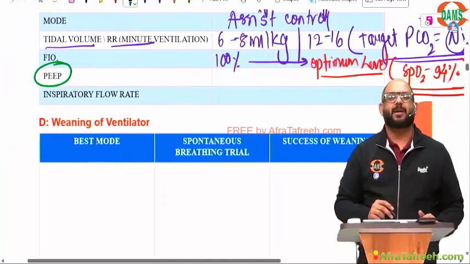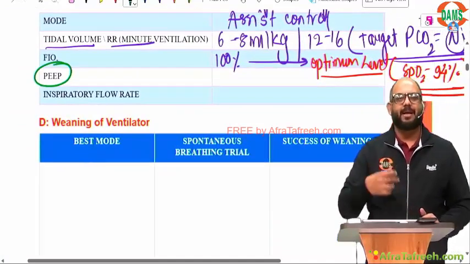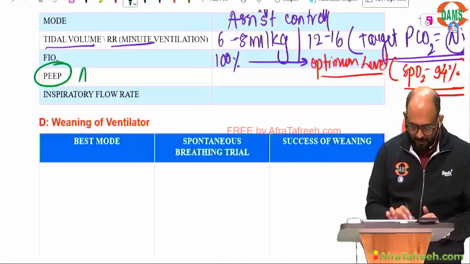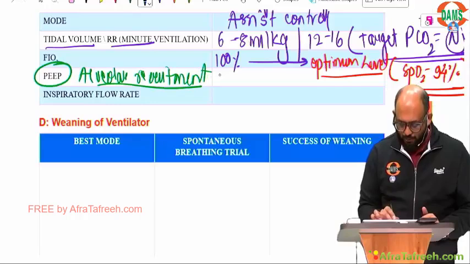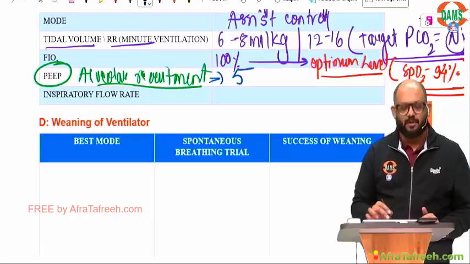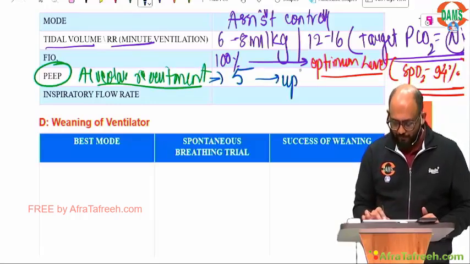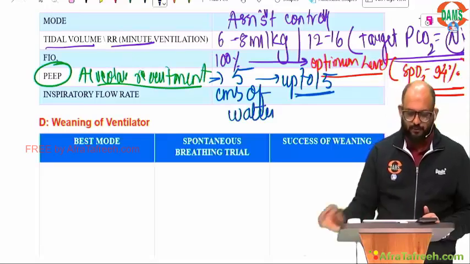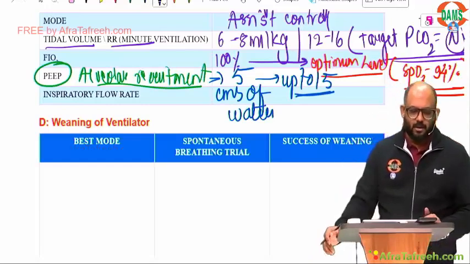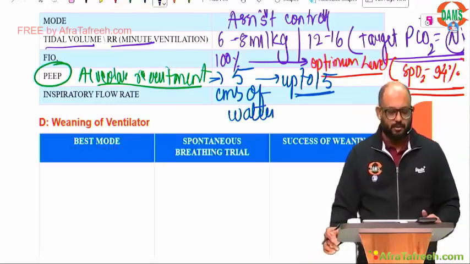Next is PEEP, positive end expiratory pressure. This is for alveolar recruitment. So you start with PEEP of 5 and you can go up to 15, but you start with a minimum PEEP of 5 centimeters of water.